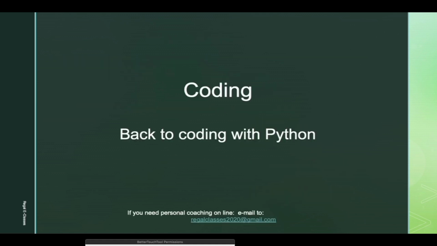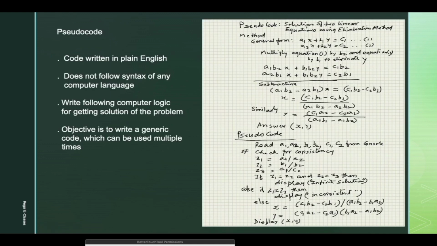Back to coding with Python. Here we are going to code in Python. Let me explain what pseudocode is. Pseudocode is code we write in plain English, but use computer logic. Here we don't follow the syntax of any computer language, but we write in a certain logical form. The idea is that we can convert pseudocode into computer syntax very easily. So we generate a generic code which can be used multiple times after writing the program.